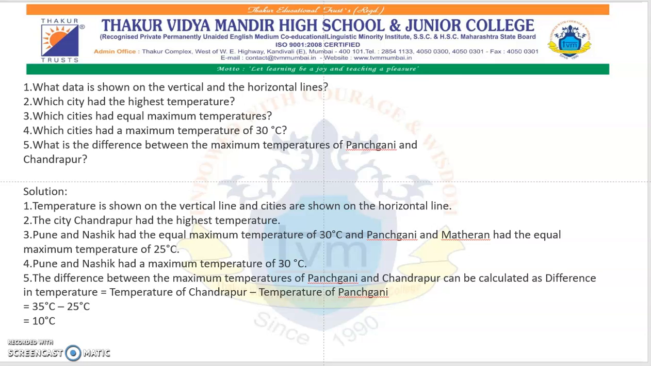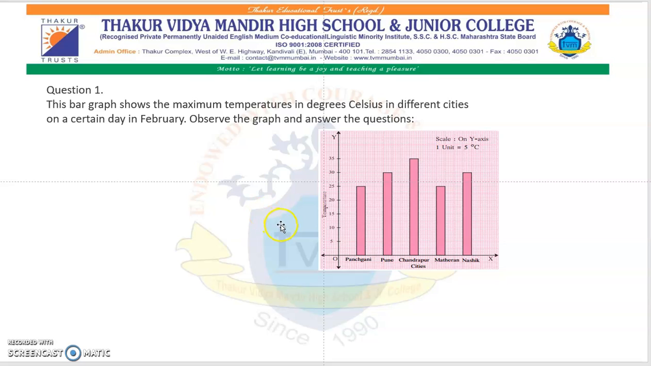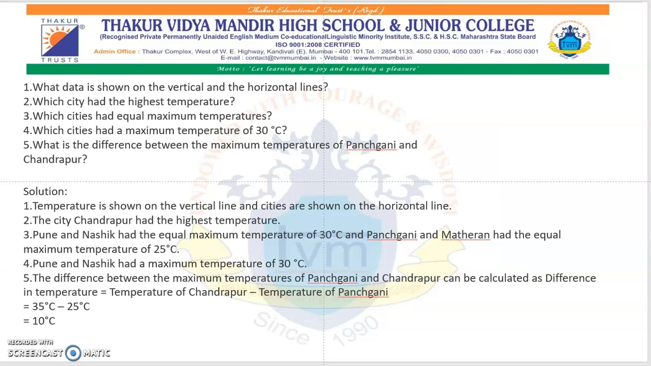They are asking which city had the highest temperature. Then, by seeing the graph, you have to answer which city has the highest temperature. You can see which is the biggest one here. You can see that it is Chandrapur. So the city Chandrapur had the highest temperature.